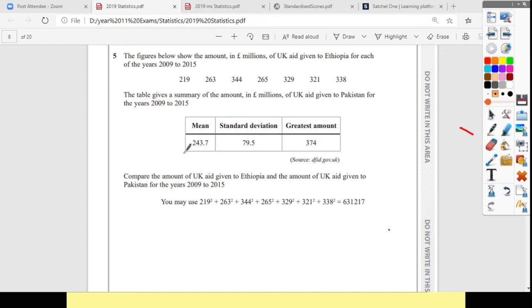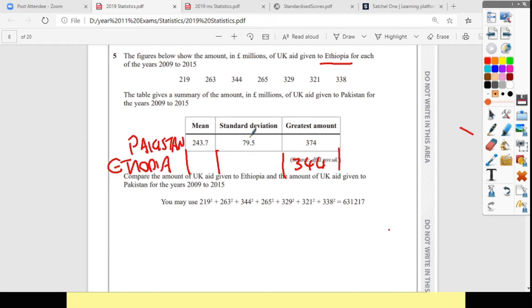631,217. Okay, so what I'm going to do is I know this is for Pakistan, and I actually wanted to do the same numbers for Ethiopia, because then I might have got data that's scored, and let's be honest, I'm giving you this data not to compare it. Okay, so the greatest number here is 344.